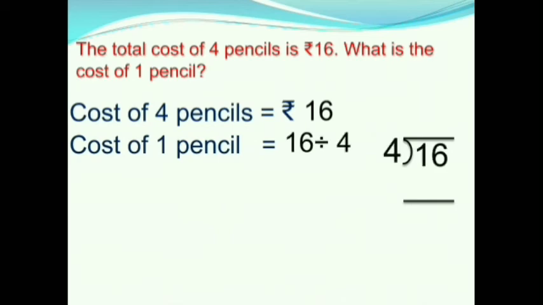In 4 ones are tables. Where do we get 16? Yes, 4 fours are 16. Write 4 in quotient place and write 16 below 16. Next we should subtract 16 from 16. 16 minus 16, 0. Therefore, cost of 1 pencil is 4 rupees.